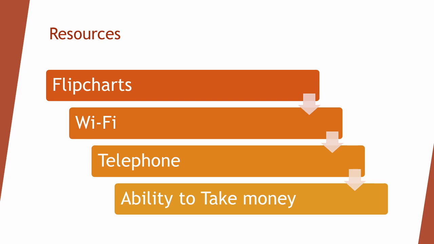The different resources that must be considered are flip charts, Wi-Fi, telephone, display boards, ability to take money, chairs, tables, computer, and smart board. Flip charts must be considered, as they support presenting information clearly. Wi-Fi must be considered, as it enables online access for communication and presentations.